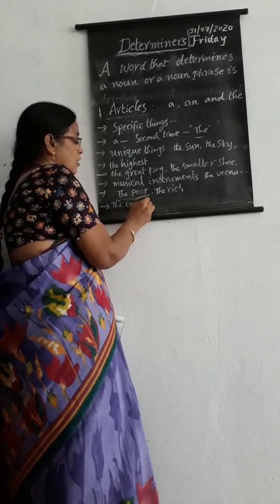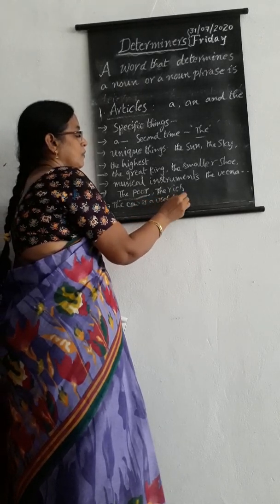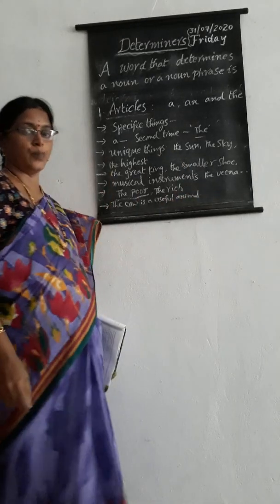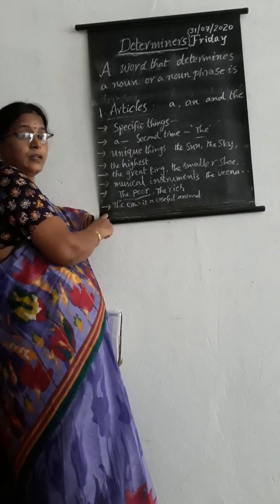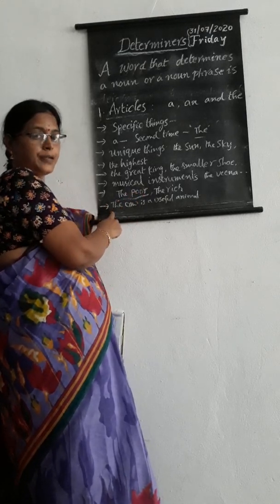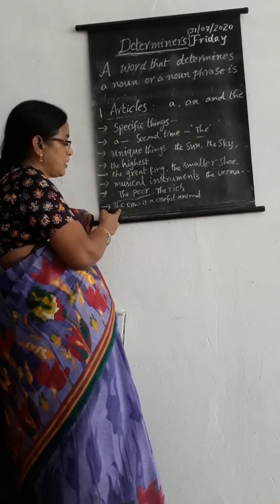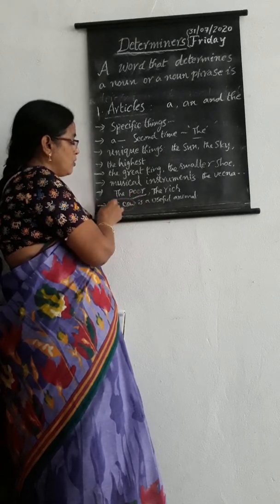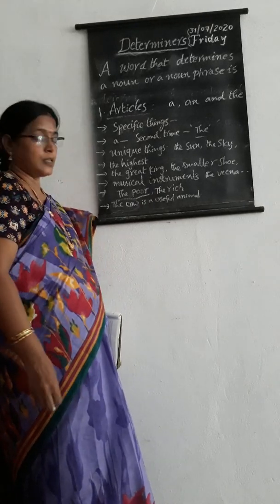The cow is a useful animal. The dog is a faithful animal. We have to use the definite article to indicate the whole class or whole species. When we add the before cow, the definite article indicates the whole class or whole species. The cow is a useful animal. The dog is a faithful animal.